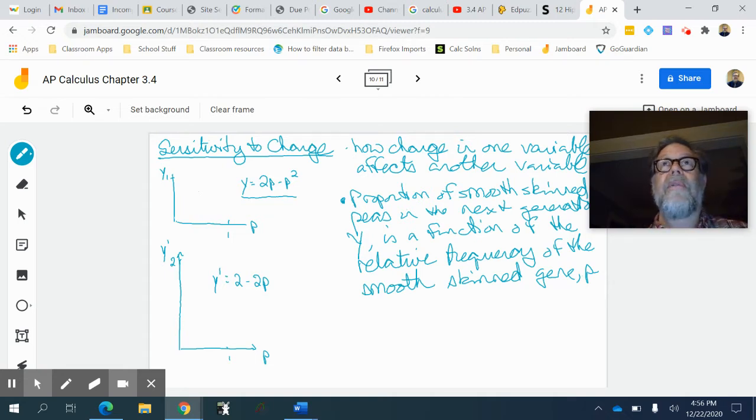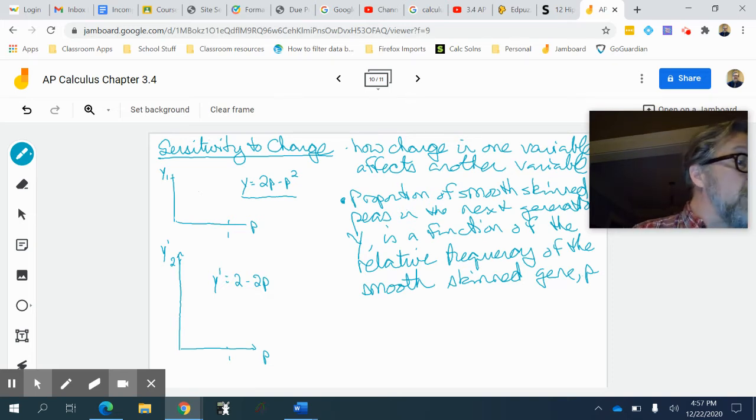One example that I've seen has to do with how does changing a dosage of a medication affect a patient's temperature? And you want to know how sensitive changes in temperature are to changes in dosage.